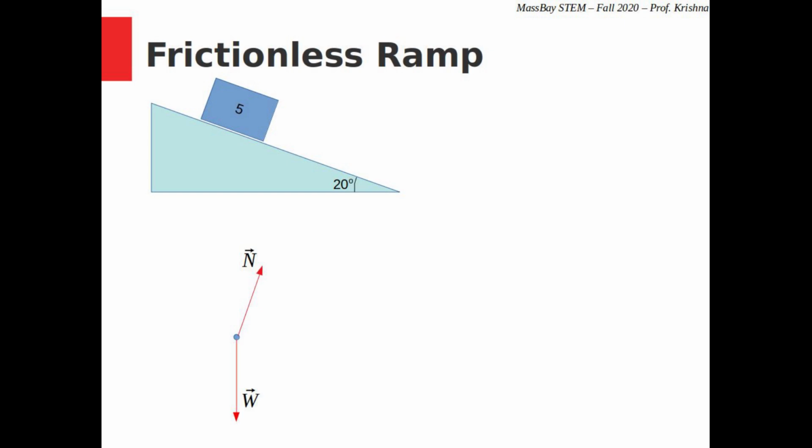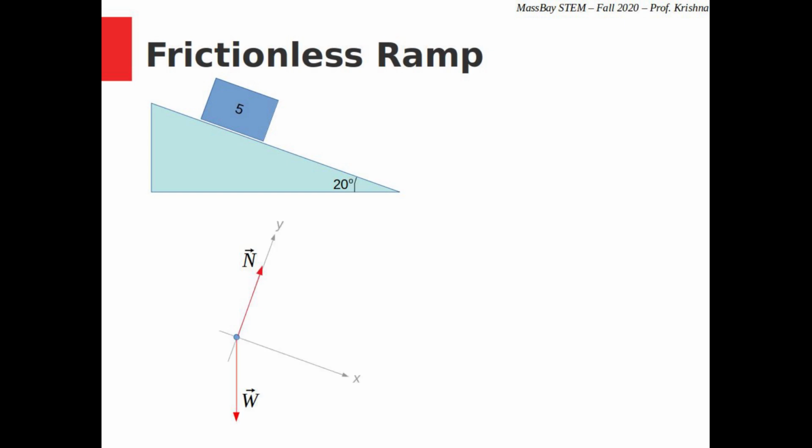The weight force will point straight down as usual, and the only other force is the normal force. But by definition, the normal force always points at right angles to the surface the object is on. In this case, it will not point straight upwards as it did when the object was on a level surface, but at an angle.